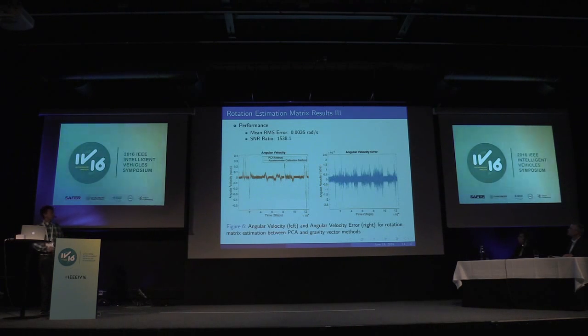And here are the results. They're very good. In fact, over all the trials, we achieved an RMS error of 0.0026 radians per second, and a signal-to-noise ratio of 1,538. Needless to say, the two graphs overlap, and we get an error in the magnitude of 10 to the negative 3. This is simply one of the exemplar trials, but all of the trips we've tested show consistent results.